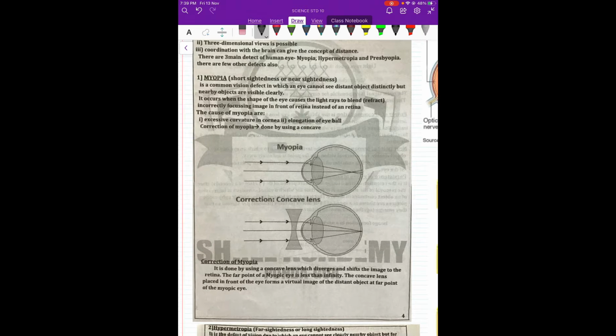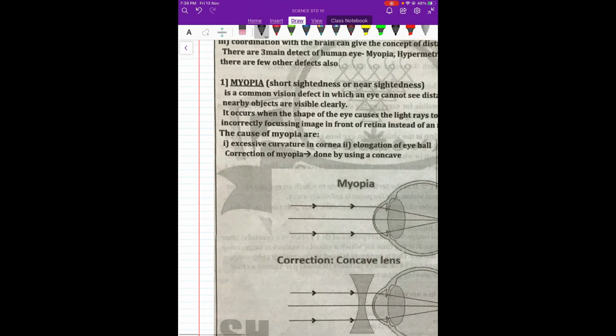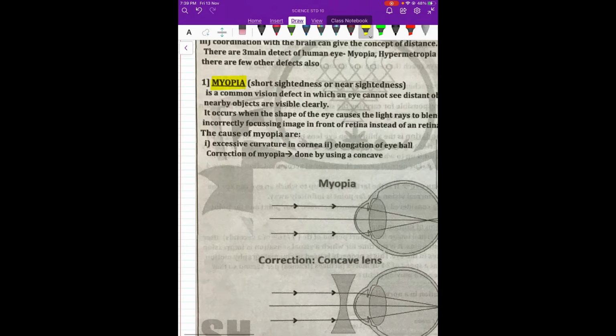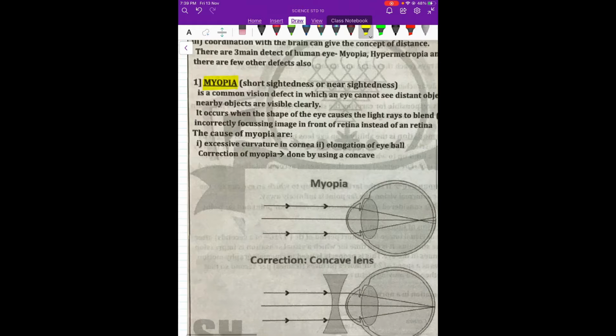So we first come to the first defect of the human eye called myopia. Now what is myopia? Myopia is also called short-sightedness or nearsightedness. The person who suffers from myopia can see only things which are nearby to him. He cannot see things which are far away. Those objects look blurred and very hazy, so he can't see them distinctly.